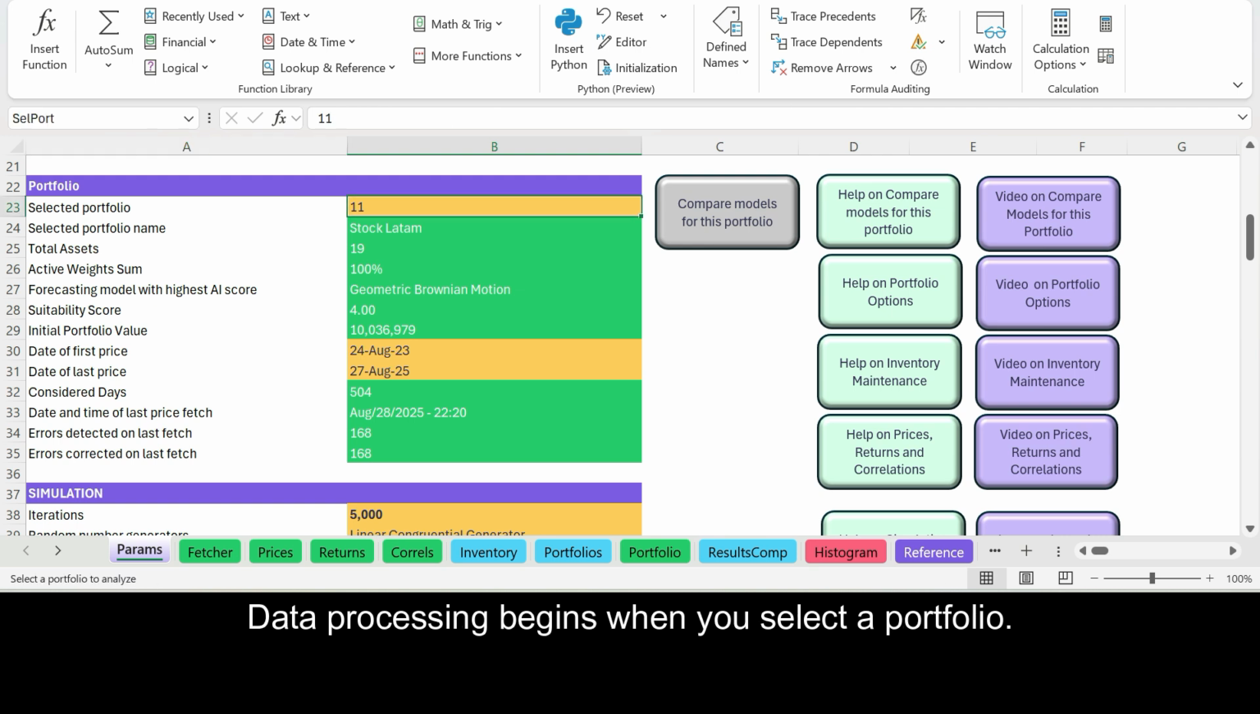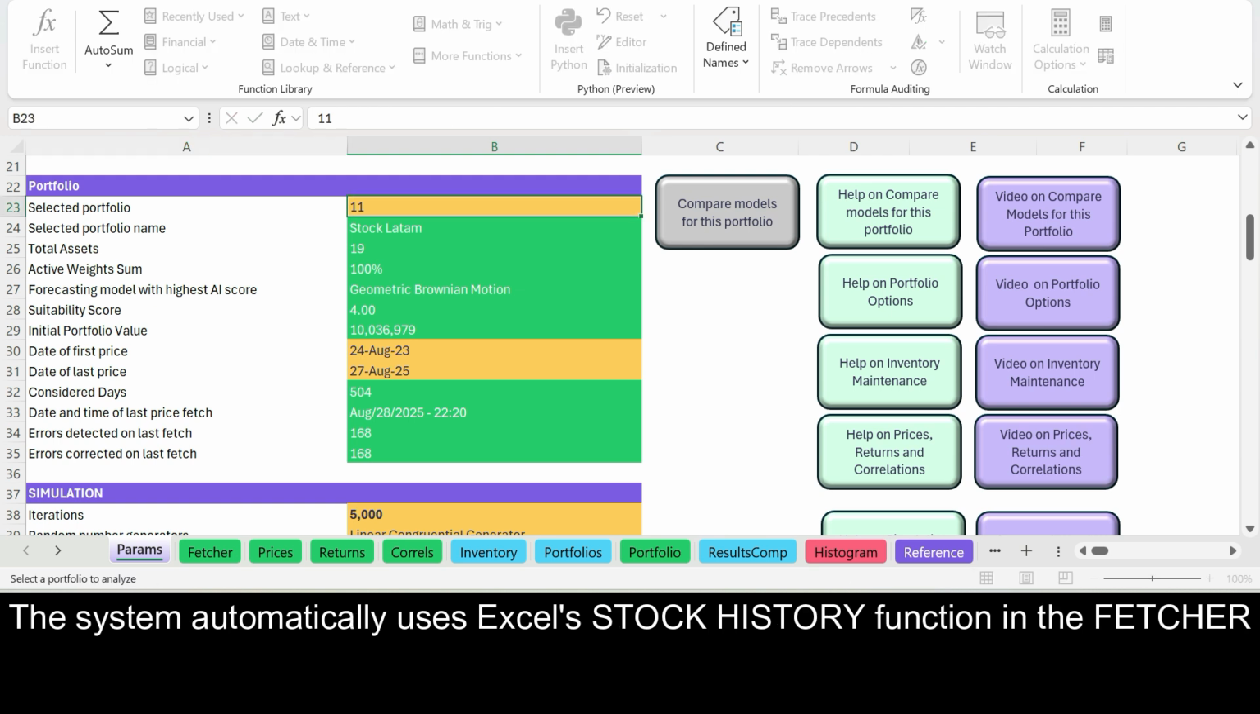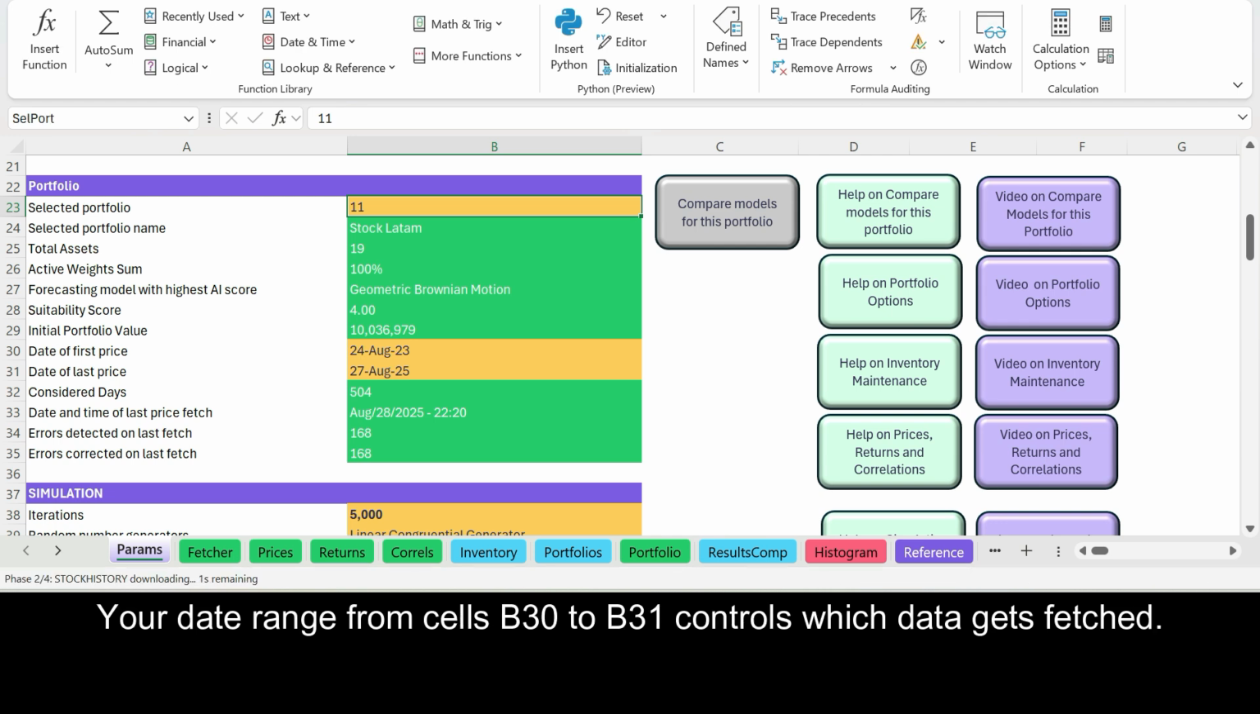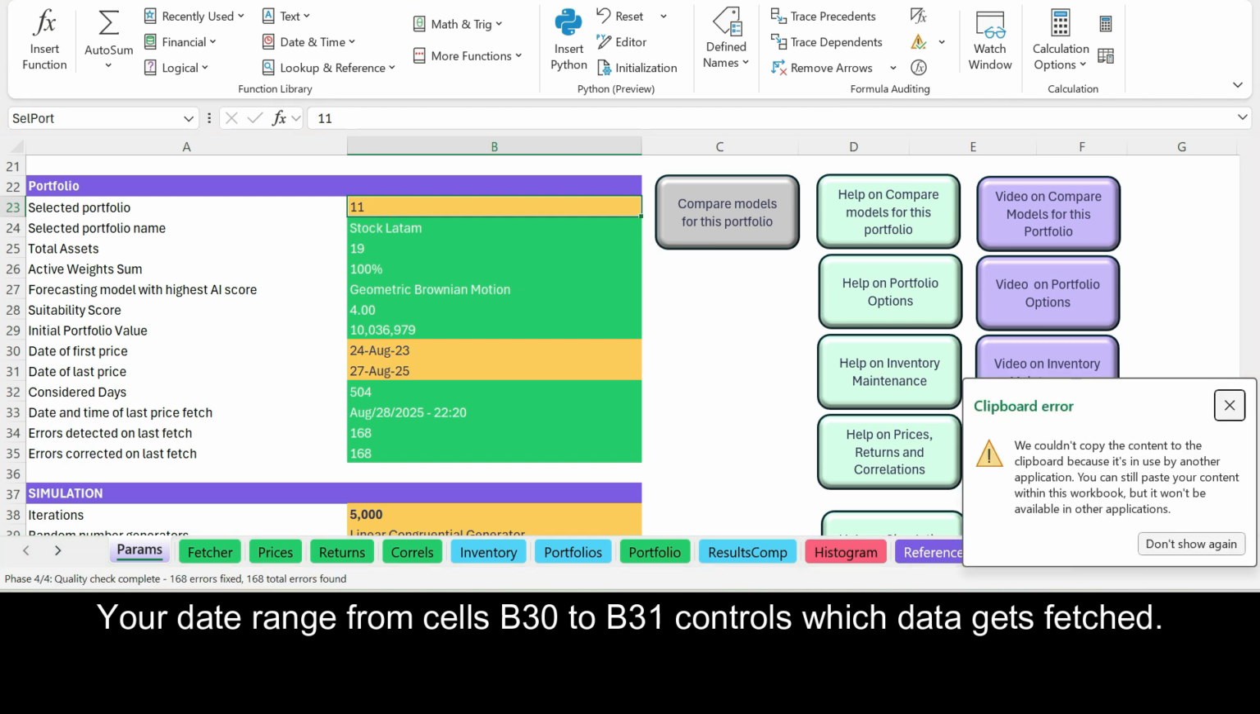Data processing begins when you select a portfolio. The system automatically uses Excel's stock history function in the Fetcher worksheet to retrieve historical prices. Your date range from cells B30 to B31 controls which data gets fetched.